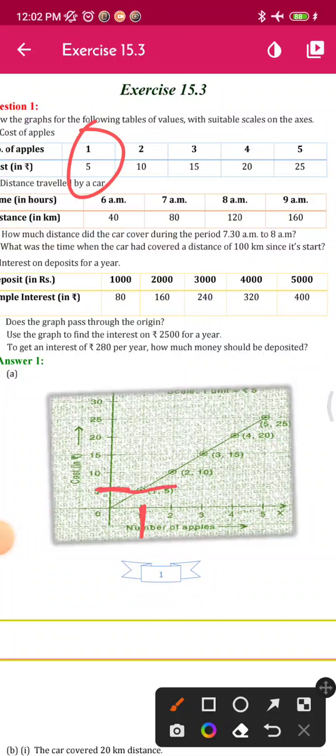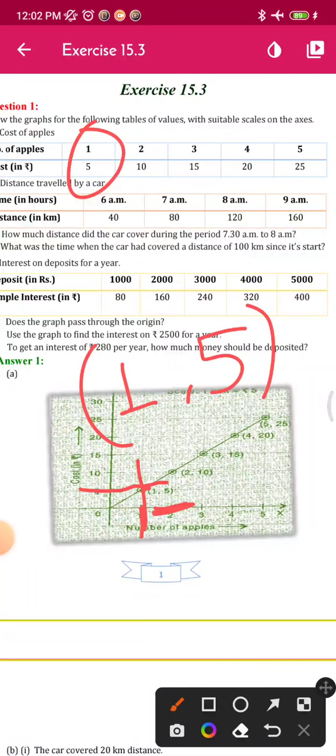So draw a line from 5 and a vertical line from 1, and see where these two lines intersect each other. That is the point of intersection. So plot this point and name it (1, 5). That means 1 is the abscissa and 5 is the ordinate. That means 1 is the number of apples, and the cost of one apple is 5.